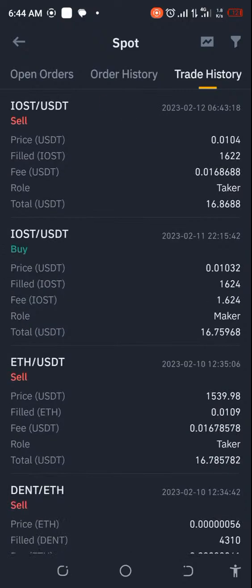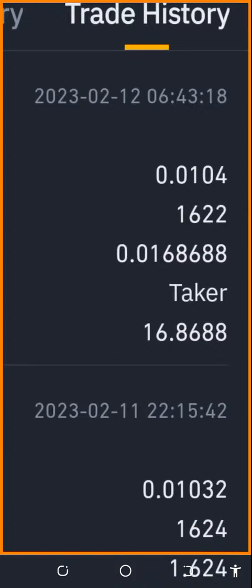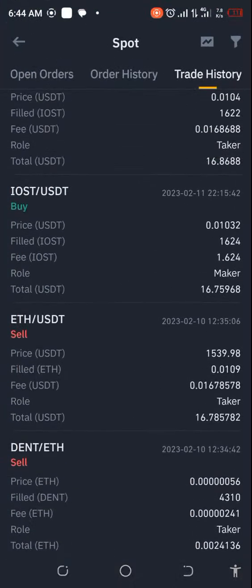So right now, what have we done? We've sold back, and we got it to 1686. So where did we start from actually? Let's go ahead and see.